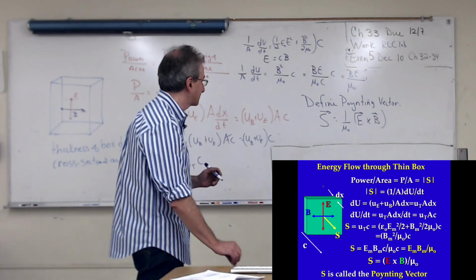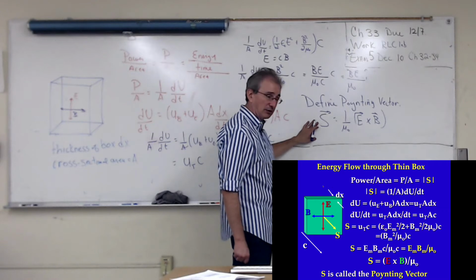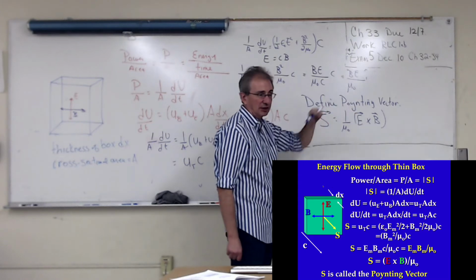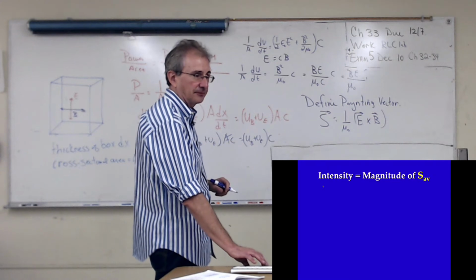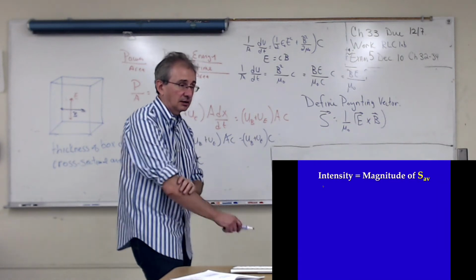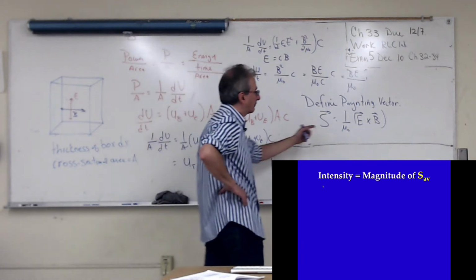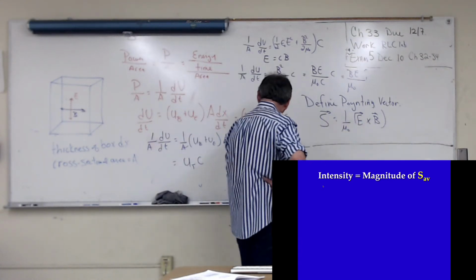And so this tells you everything about the wave. It tells you something about the direction of travel of the wave. It has information about the electric field and the magnetic field. Now, the intensity is the average of the magnitude of this. Now, what's the intensity?